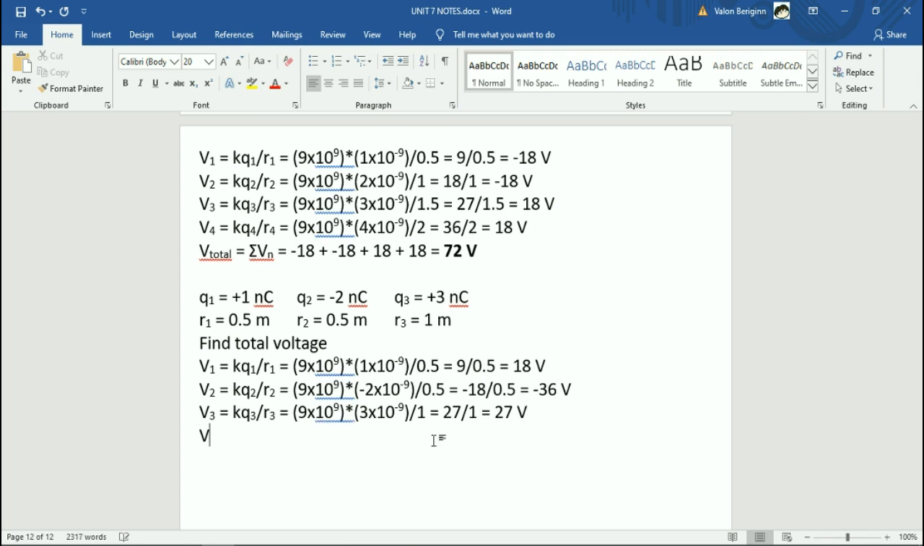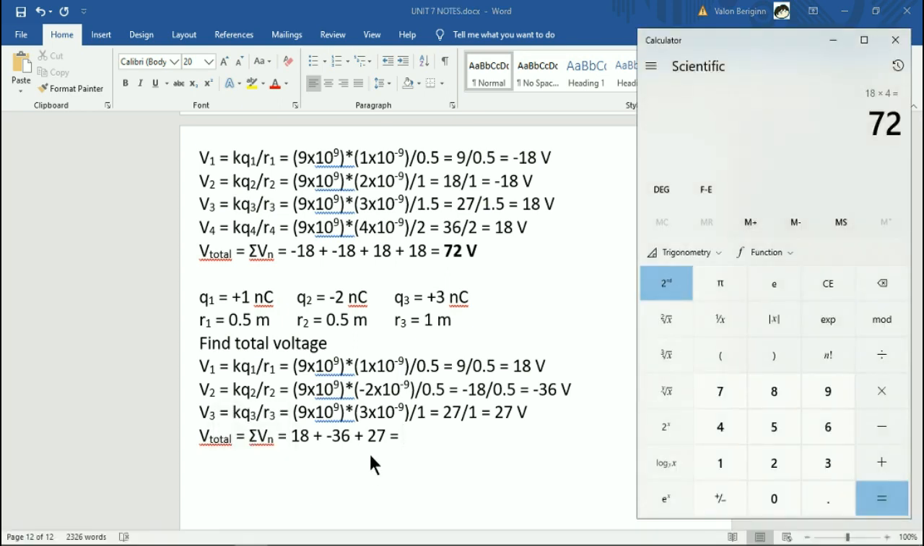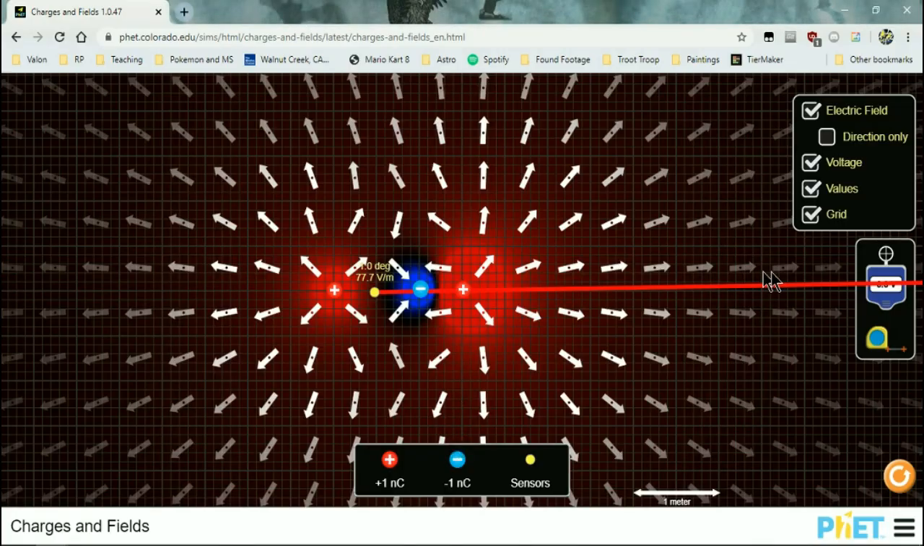So what is the total voltage? It's going to be the sum of the V's, which is 18 plus negative 36 plus 27, which equals 9? Yes. 9 volts. And we can double check that with this thing here.